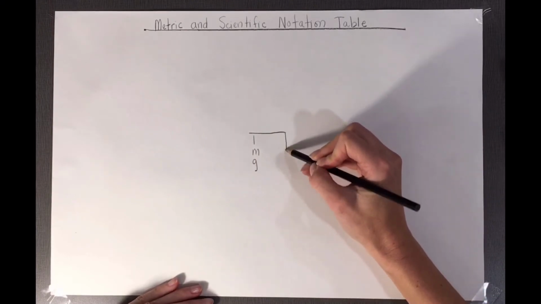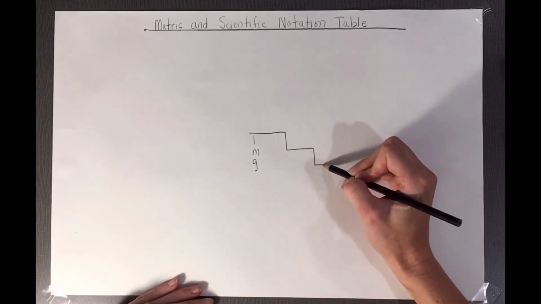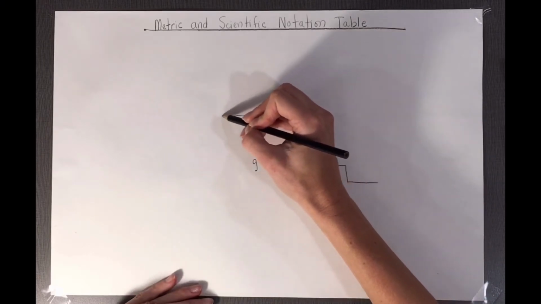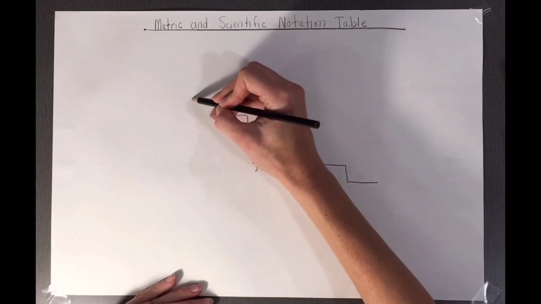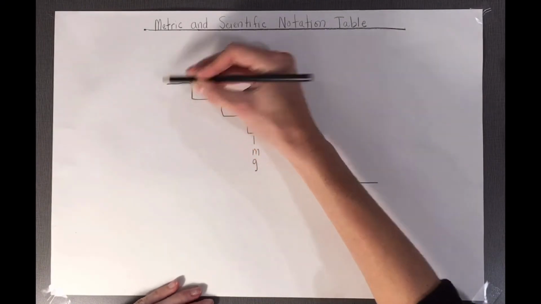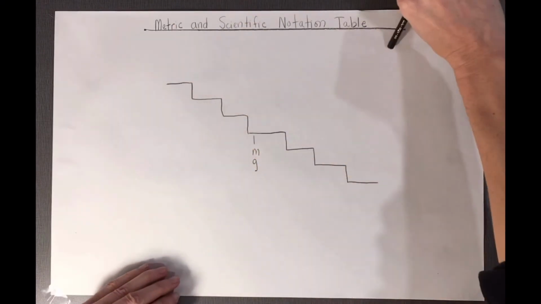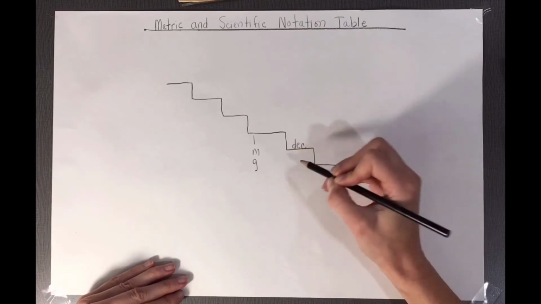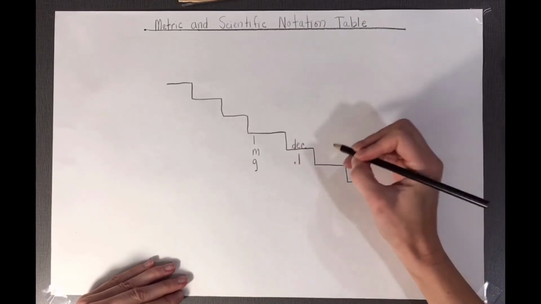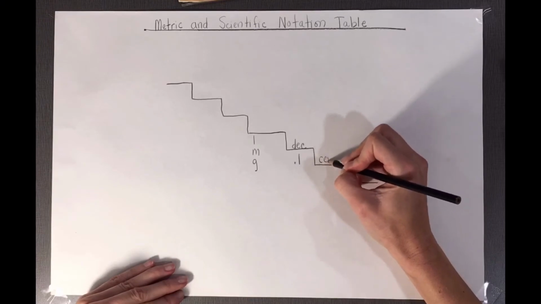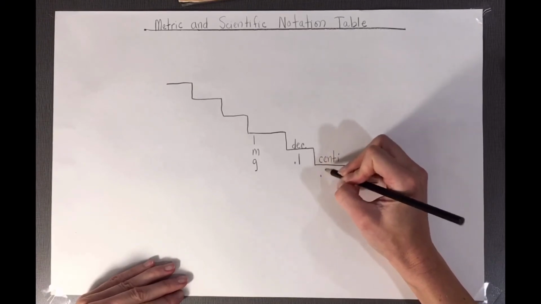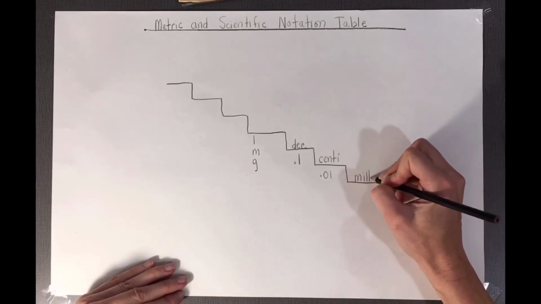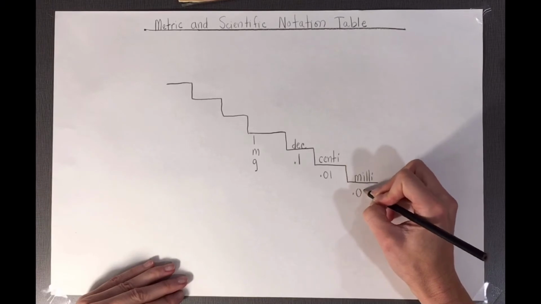We're going to go down 1, 2, 3, up 1, 2, 3. You can use your ruler if you want. Going down, it's the deci, which is 0.1. Down the second step, the centi, 0.01, and then the milli, which is 0.001.